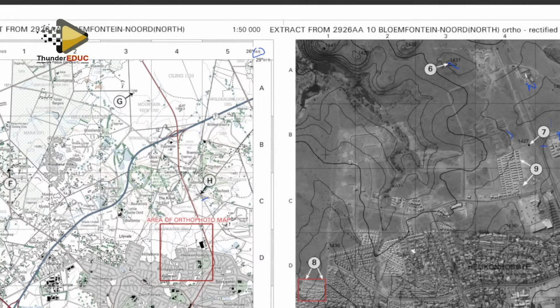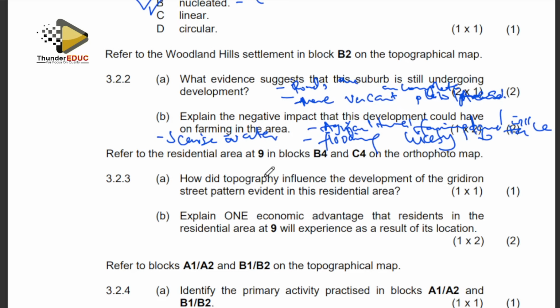Let us go back to the question and we'll read it clearly. Refer to the residential area 9 in B4 and C4 on the orthophoto map. How did the topography, when they say the topography, they are referring to relief, or the nature of the land. How did the topography influence the development of the grid street pattern evident in the residential area? We look at this area. Let's go back to the area.